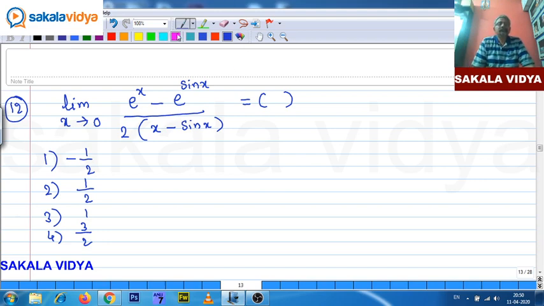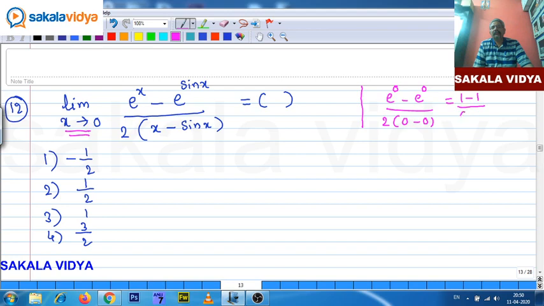So now limit x tends to 0, e power x minus e power sin x by 2 into x minus sin x. If you substitute the limit, e power 0 minus e power sin 0, that is 1 minus 1, by 2 into 0 minus sin 0, that is 0. So it is a 0 by 0 form, indeterminate form. You can apply L'Hospital's rule here, or directly we can take e power sin x common. So directly we will get it now.